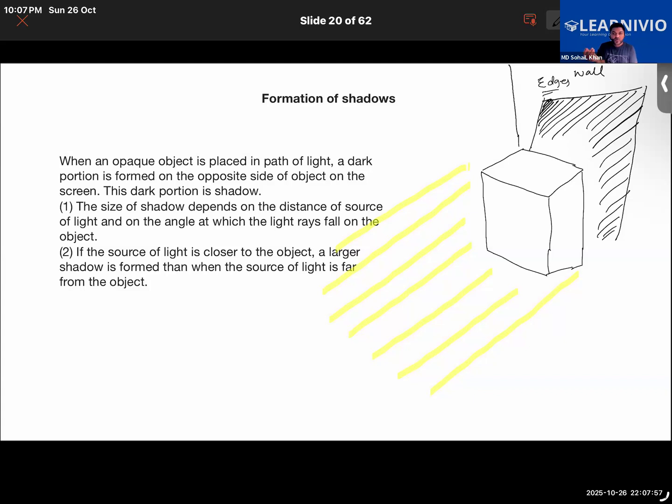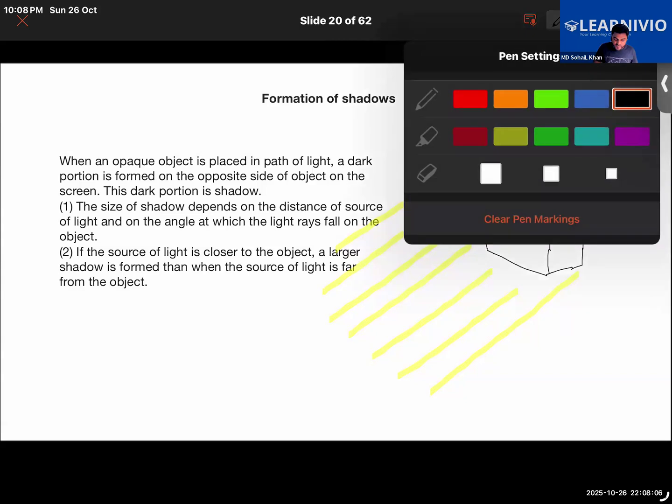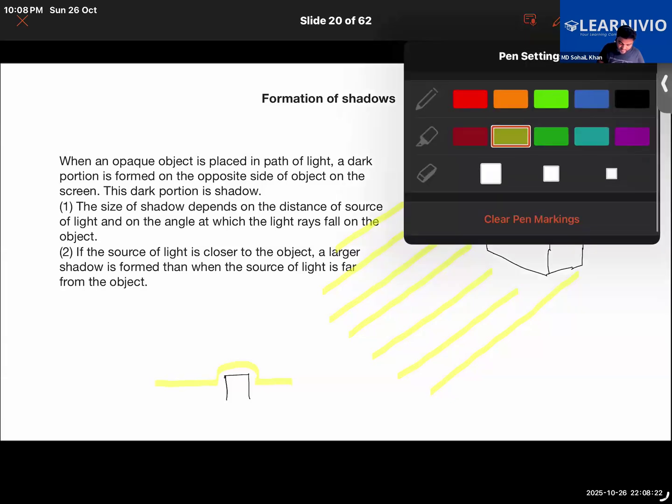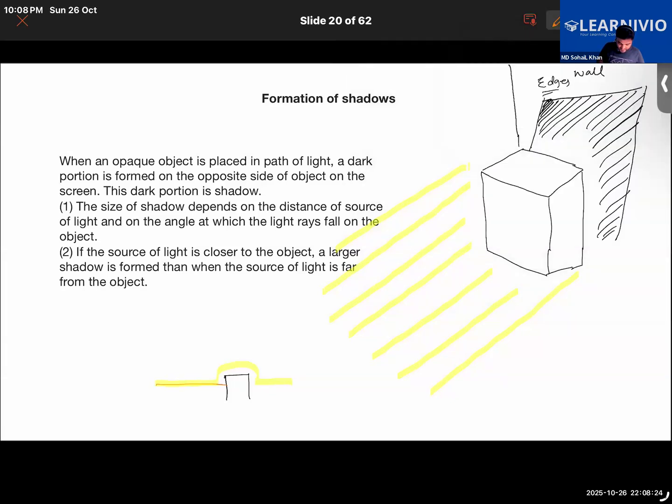So an opaque object is placed in the path of the light, and thereby a dark portion is formed just behind the opaque object. Also, the reason why a shadow is formed and why you get to see the sharp edges of the object is that light cannot simply bend around the object. Suppose an object is placed like that, it isn't like light is passing and will bend around it. No, it will simply reflect away. The ray of light will reflect in some direction.